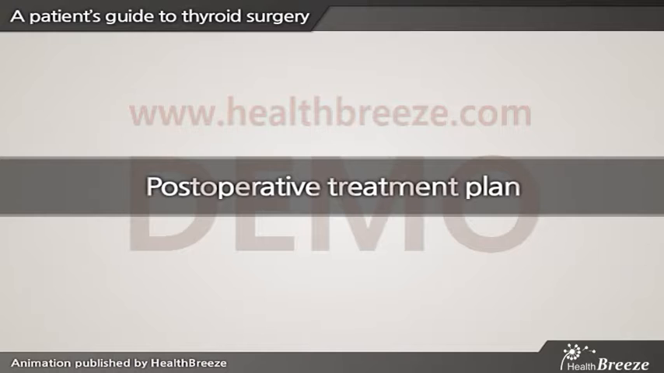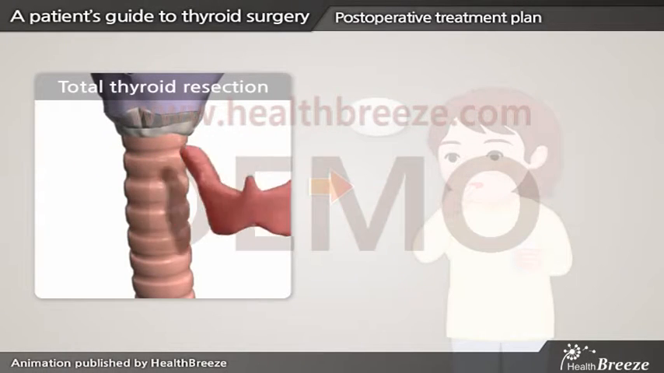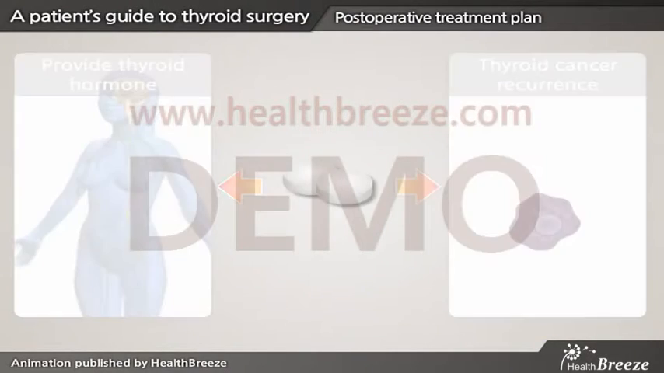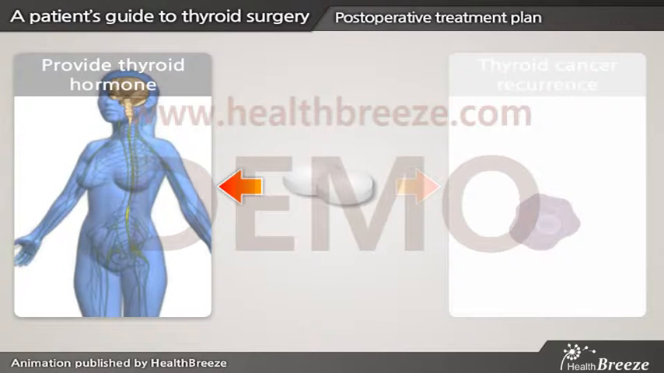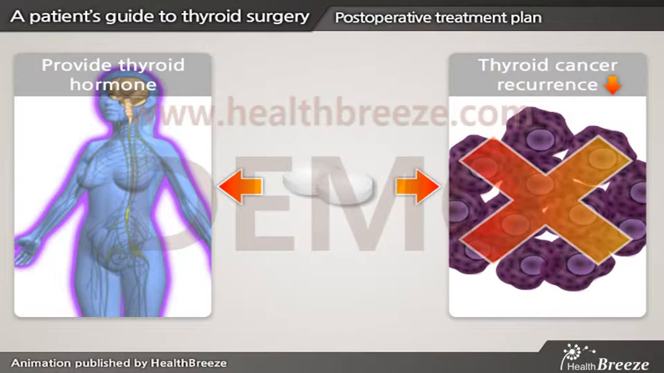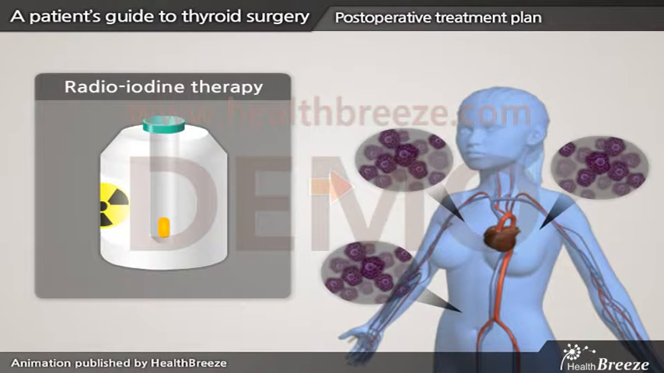Post-operative treatment plan. After a total thyroid resection, the patient will require thyroid hormone replacement therapy. This will provide a physiologic dose of thyroid hormone while acting as a suppressive treatment for thyroid cancer recurrence. Also, depending on the stage of cancer, the patient will require radioiodine therapy to destroy cancer cells remaining in the body.